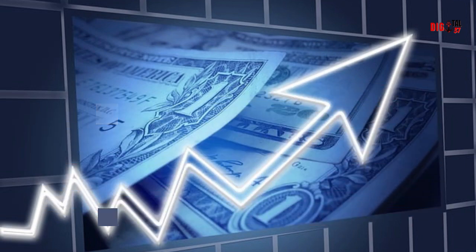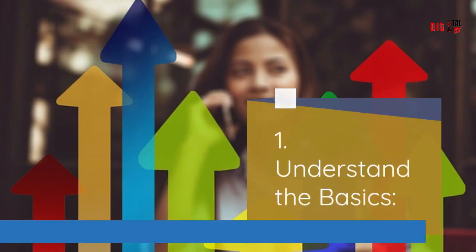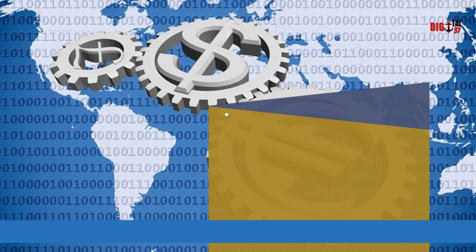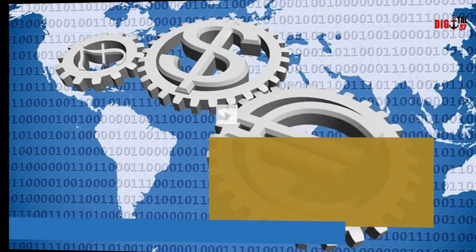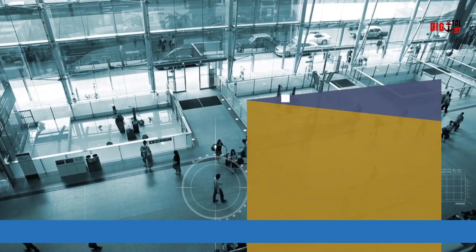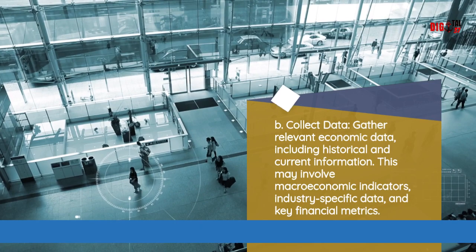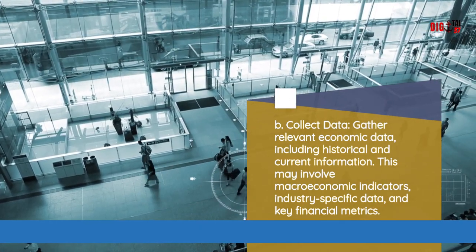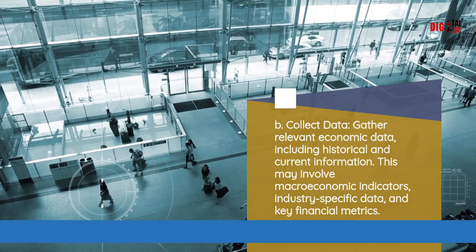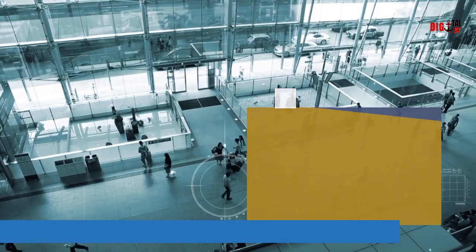Here's a complete guide on how to conduct economic analysis. 1. Understand the basics. A. Define the scope. Clearly define the scope and objectives of your economic analysis. Determine whether it's focused on a specific sector, industry, region, or the overall national economy. B. Collect data. Gather relevant economic data, including historical and current information. This may involve macroeconomic indicators, industry-specific data, and key financial metrics.